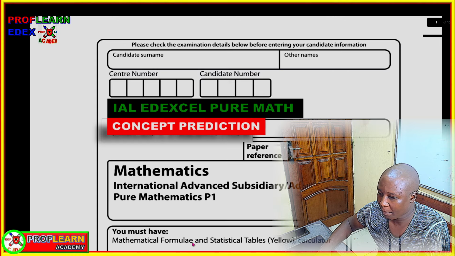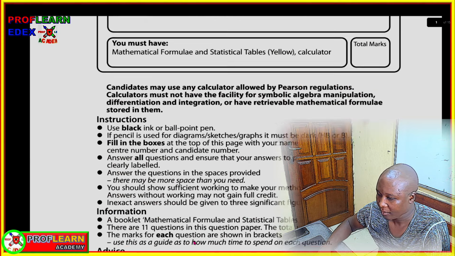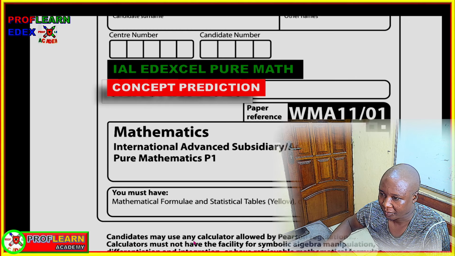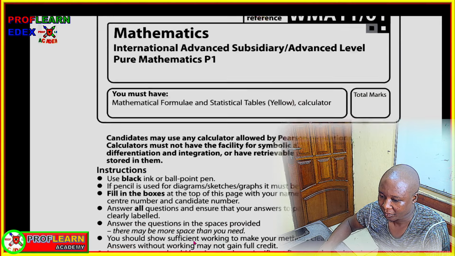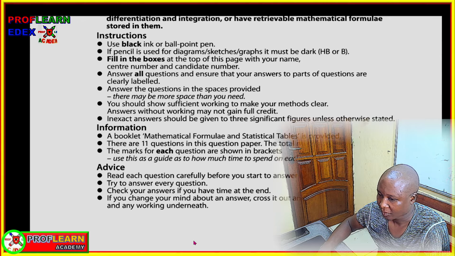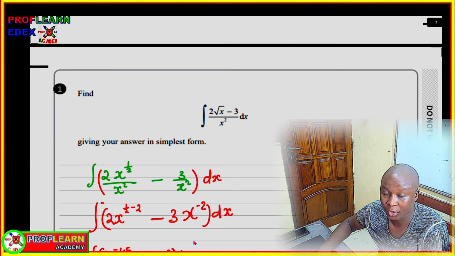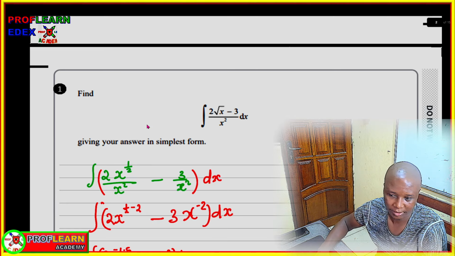So this paper is usually 75 marks, and the paper takes... right, so let's get started.